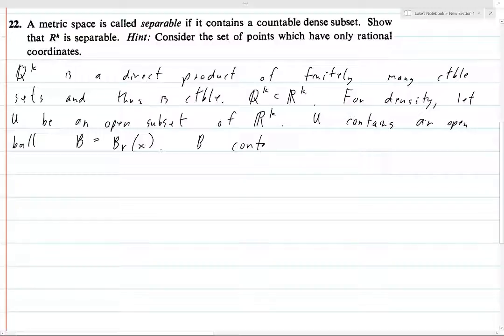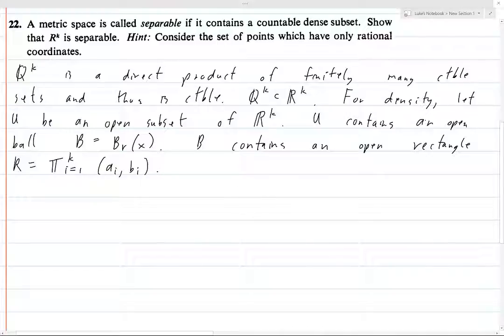B then contains an open rectangle. We're going to call it R, and here we need to specify what it looks like. So it's going to be the direct product from i equals 1 to k of the intervals (a_i, b_i), and of course each a_i is strictly less than b_i, and this rectangle is going to be contained in B. And of course this is possible because you could take the center x, and then there is some delta based on r, such that if you consider a rectangle such that for each coordinate you go to the left and right by at most delta, then the resulting rectangle will be in the ball. I think delta needs to be less than r over the square root of k or something like that?